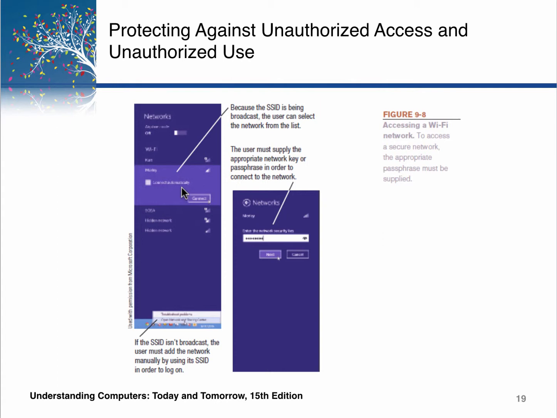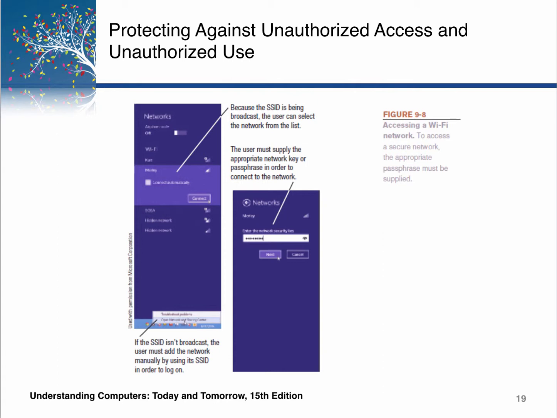Okay? Now, the book will tell you how this works. It'll show you how to secure a router using a D-Link example. I encourage you to look at that. Okay? The next thing we are going to look at is protecting against unauthorized use.